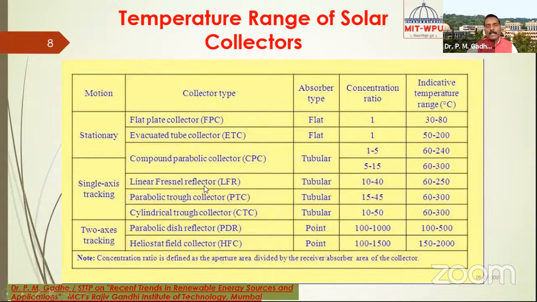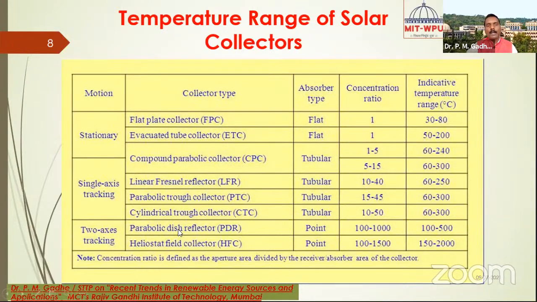Then for the concentrators that we are using, like linear Fresnel reflector, parabolic trough reflector, and cylindrical trough reflectors, you can see that the concentration ratio varies from 10 to 15. And these concentrators are line focusing concentrators. That's why the absorber type is tubular. You can see the temperature that we are getting from the non-concentrating type is from 30 to 200 degrees Celsius. But to get a higher temperature, we are using the concentrator. So the concentration ratio increases as we go for the higher concentration, different types of concentrators.